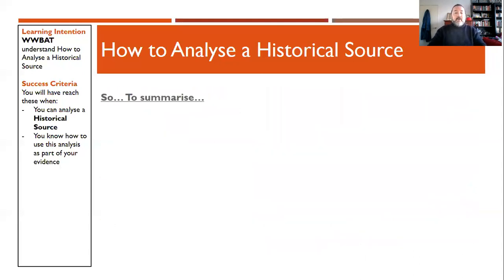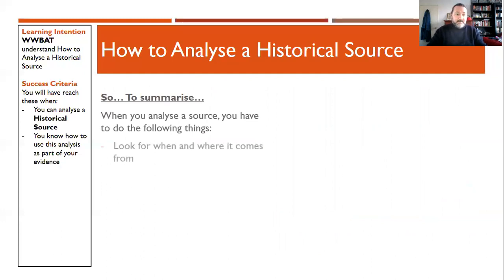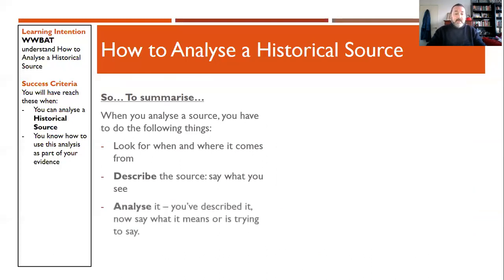So, to summarize, when you analyze a source, you have to do the following things. You look for when and where it comes from, describe the source, saying what exactly it is you see, and you analyze it. You've described it, now say what it means or is trying to say.